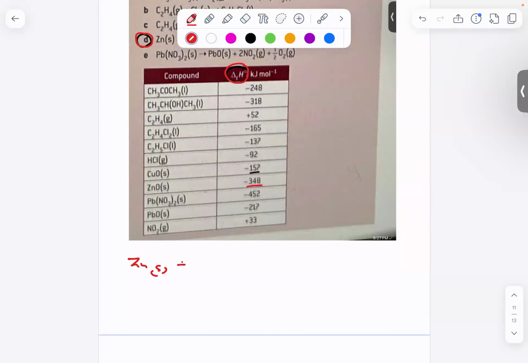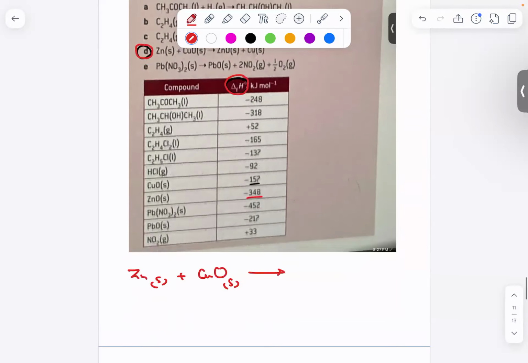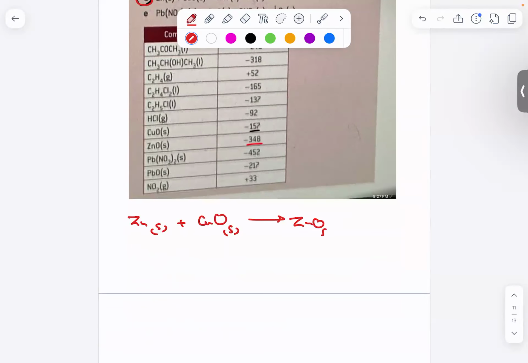Zn solid plus CuO solid gives ZnO solid plus Cu. You have done this question, right? Yes. So the formation values are given. What we can do is take zinc, copper, and oxygen. These are the three elements, right? So we are going to draw the arrows up like this. Does it make sense?